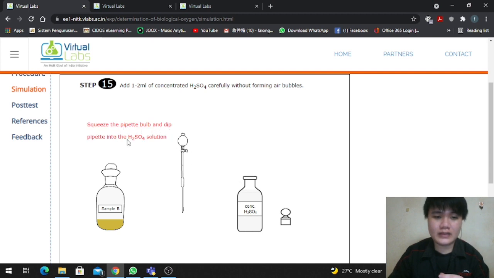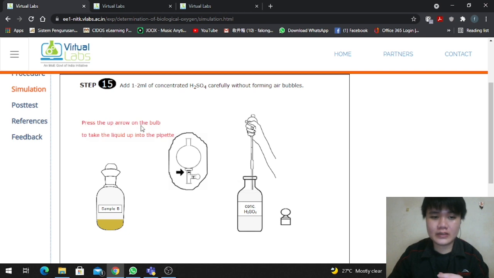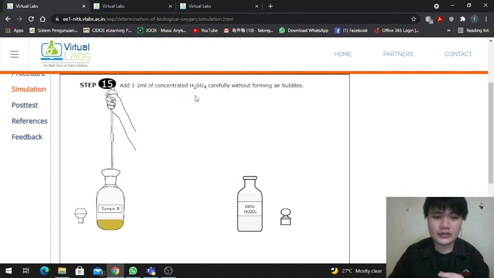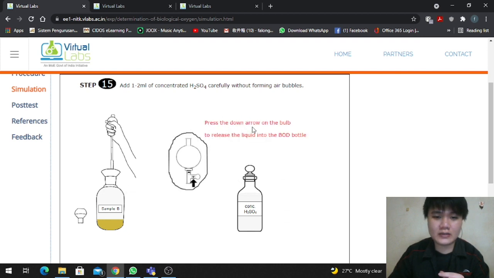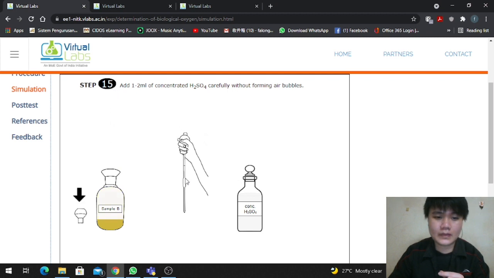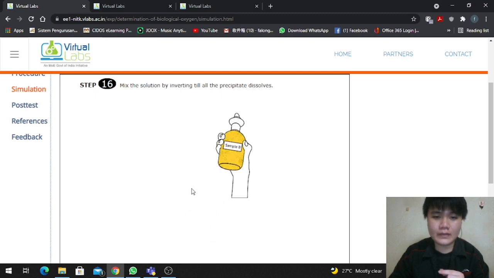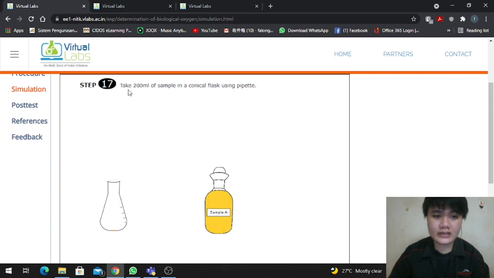Squeeze the pipette bulb and dip the pipette into the H2SO4 solution. Press up the arrow on the bulb to take the liquid into the pipette. Put the H2SO4 carefully in sample B. Press the down arrow on the bulb to release the liquid into the BOD bottle. Step 16. Mix the solution by inverting till all the precipitate dissolves. Step 17. Take 200 ml of sample in the conical flask using a pipette.